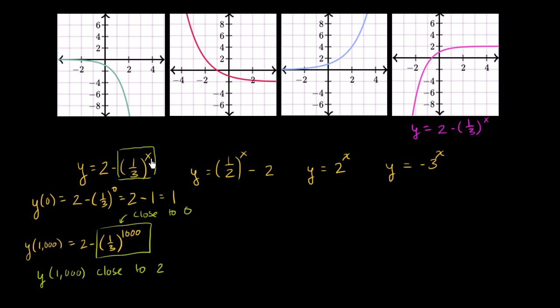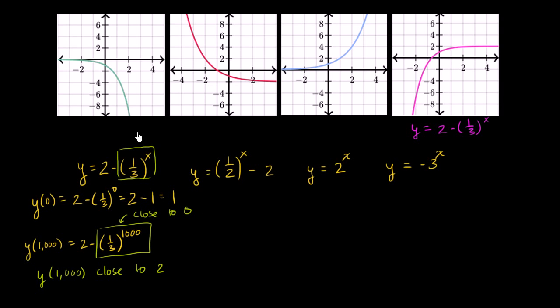We could also think about its behavior as x gets smaller. As x gets more and more and more negative, so 1/3 to a very negative number right over here, that's the same thing as 3 to a very positive value. So as x gets more and more and more negative, this will be essentially 3 to a more and more positive value. And you're subtracting it from 2, so y is going to become more and more and more negative. So we see that as x becomes more and more negative, y becomes more and more negative. So this, once again, is consistent.